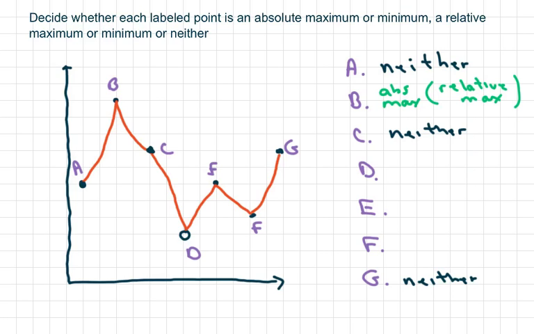Alright? We don't have an absolute minimum. And the reason is our D here is an open interval, so it can't equal there. So D is neither, because it's open there. That's not even a point there. So D is neither.